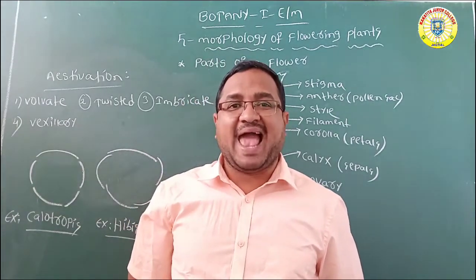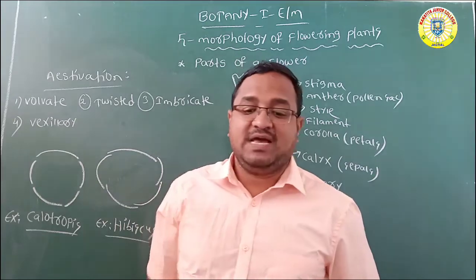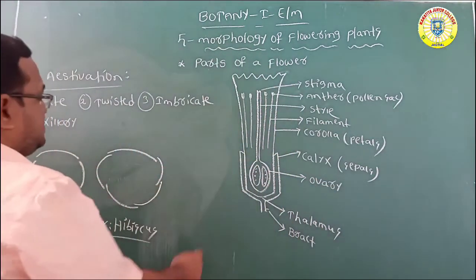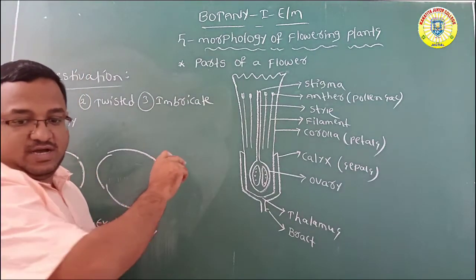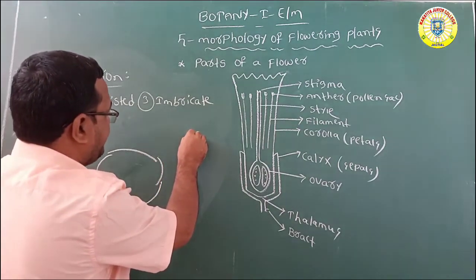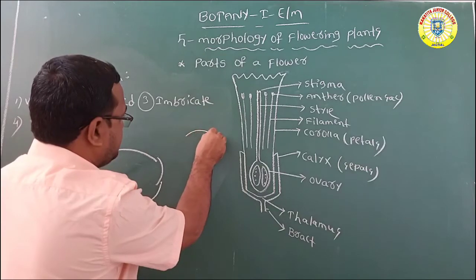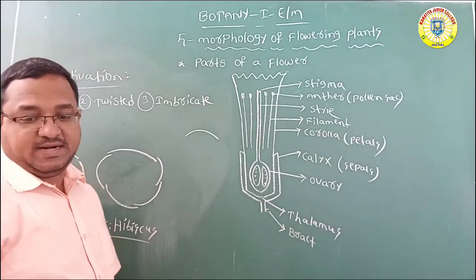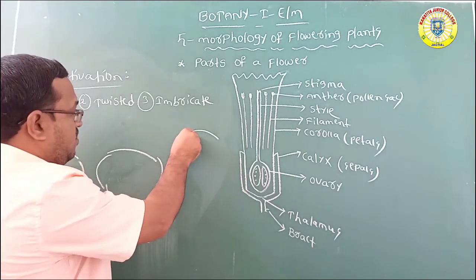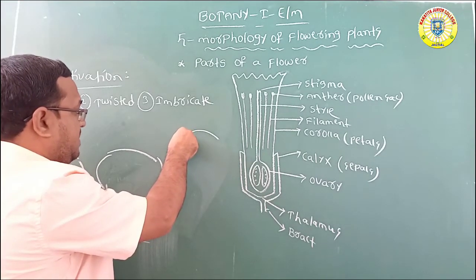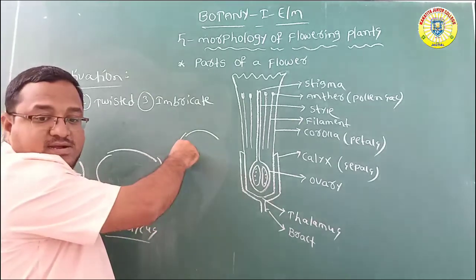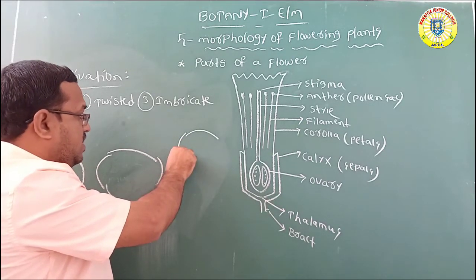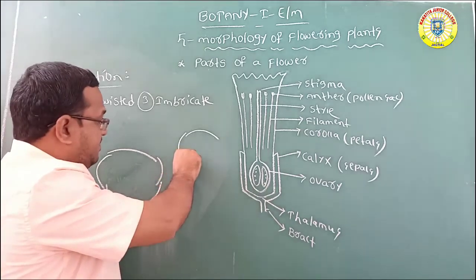Best example, Cassia auriculata, tangedu cassia. This is imbricate. Here you can see overlapping is there but not in a particular direction.